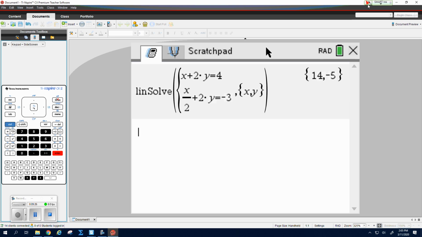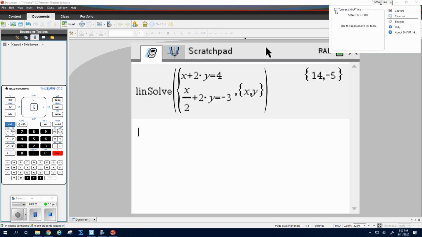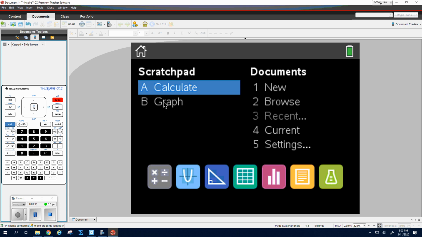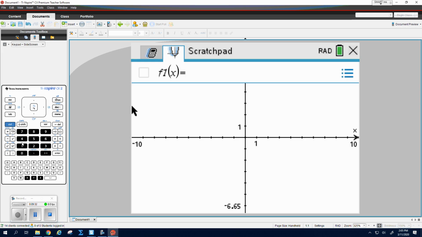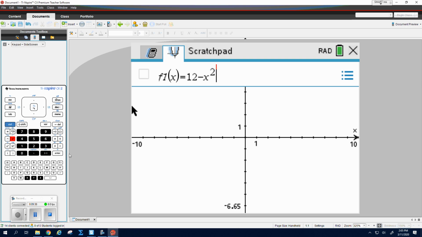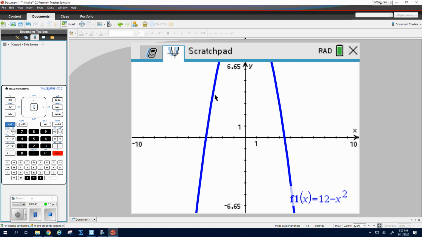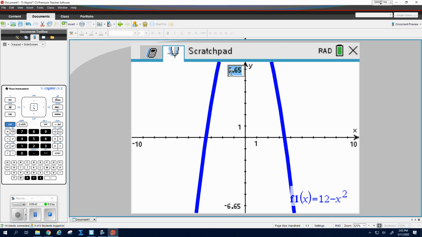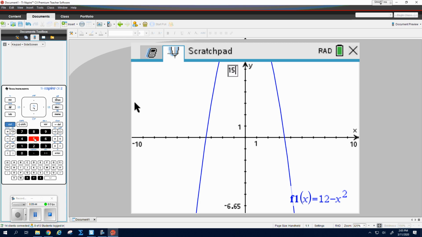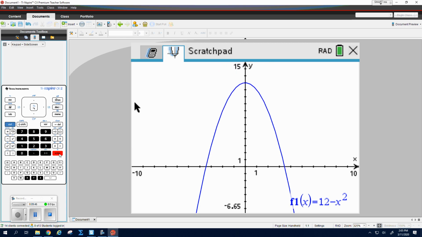So go to your graph. Minus x squared. So you graph this parabola. Again, I'm going to double click right there and change that to like 15 so that I can see a little bit higher.